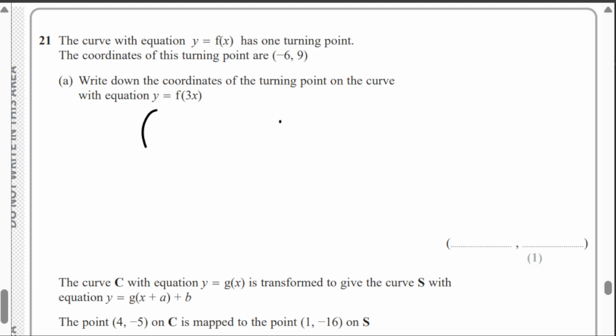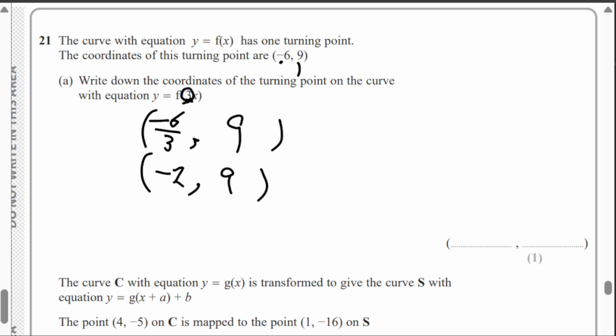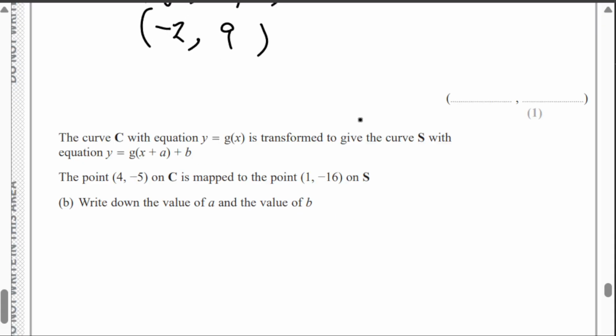First of all, when you multiply the x part here, the y doesn't change, so the 9 stays. And then whatever this number is, you are dividing with it. So this part here is going to be -6 divided by 3. So your new point is -2 and 9, and that's your 1 mark for this part.